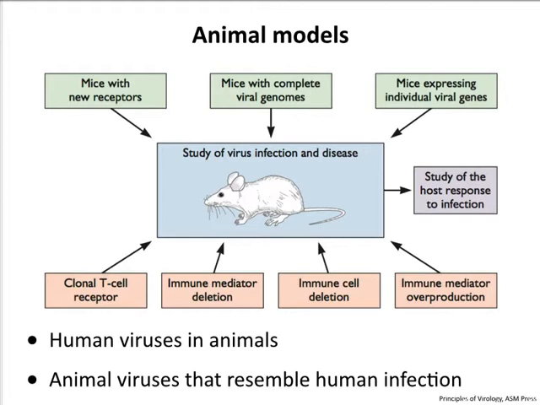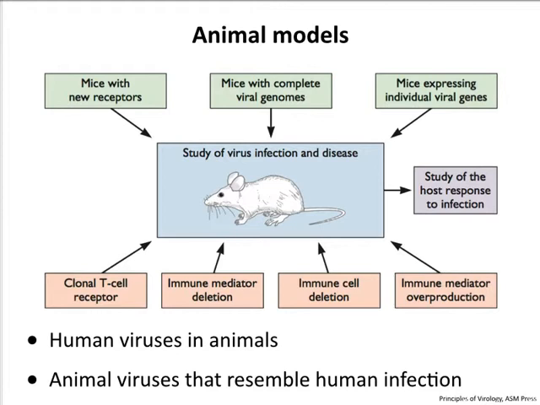Now, in general, we do two things in studying viruses in animals. Obviously, what we'd like to know is what controls, say, virulence of a human virus. So in some cases, we can take a human virus, a virus that circulates among humans only, like poliovirus, and infect an animal model with it. Now, this doesn't always work right out of the box. You can't take any given virus and put it in a mouse and assume it's going to replicate and cause disease. Sometimes you have to manipulate the mouse, which I'll tell you about in a moment.